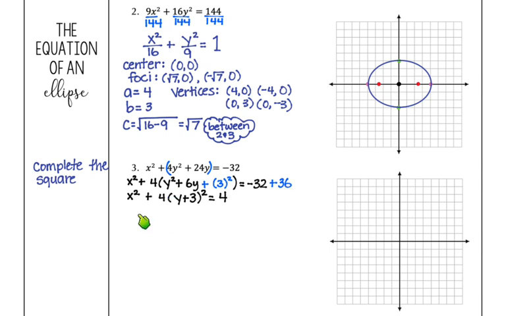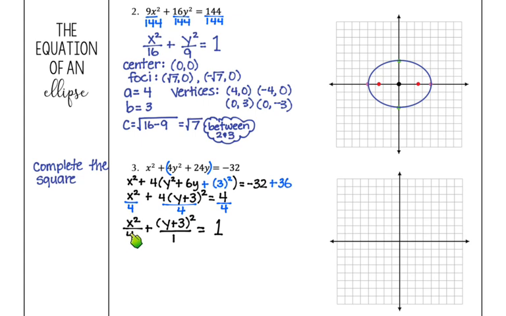I write it now in standard form where I've got my complete square of x squared. I have my complete square of (y + 3) squared. It is being multiplied by 4, and this equals 4. It can't equal 4, so it's not actually in standard form yet. I need to divide all terms by 4, so I divide the x squared term by 4. I divide the y squared part by 4, and I divide the 4 by 4 and simplify. Now it is in standard form.